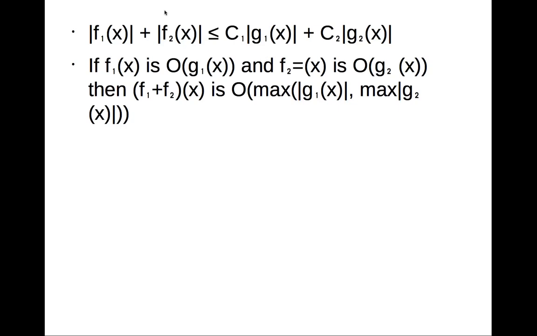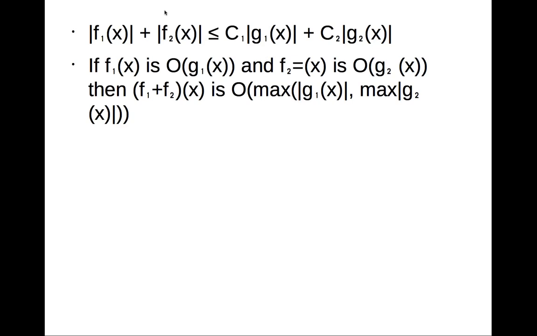All the notations we've covered so far have some algebraic properties. First, we have the additive property. If you have f1 of x and f2 of x, and they are respectively bounded by c1 times the absolute value of g1 of x plus c2 times the absolute value of g2 of x, then you can combine the functions or add them together, and you have f1 plus f2 of x, and it will be big O, big omega, whatever, of the max of the two bounding functions between g1 of x and g2 of x.